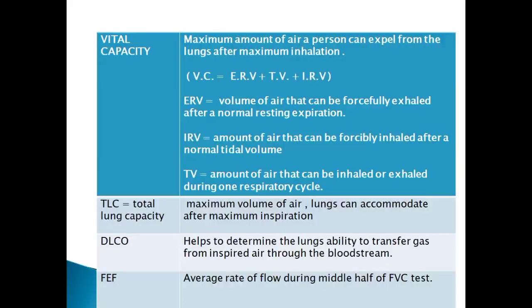Then comes the DLCO. DLCO helps to determine the lungs' ability to transfer gas from inspired air to the bloodstream. Then what is FEF? Forced expiratory flow rate at 25 to 75%. This is the average rate of flow during the middle half of the forced vital capacity test. So these are the parameters.